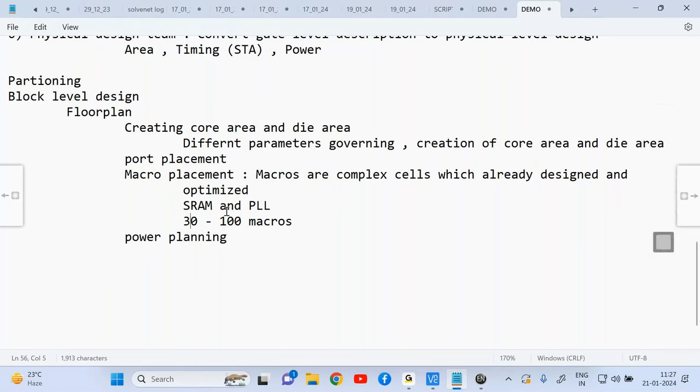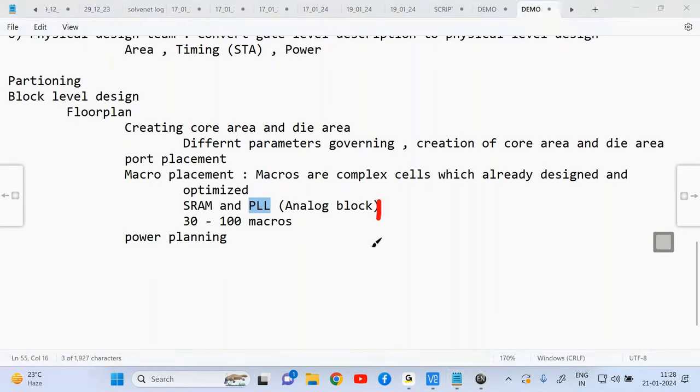SRAM we can design by writing Verilog code and doing the physical design. PLL we cannot design through physical design. That is analog design, right? PLL can be designed only through analog. Inside the PLL, even a sinusoidal wave is formed. So why is a PLL used? To change the clock frequency, right?